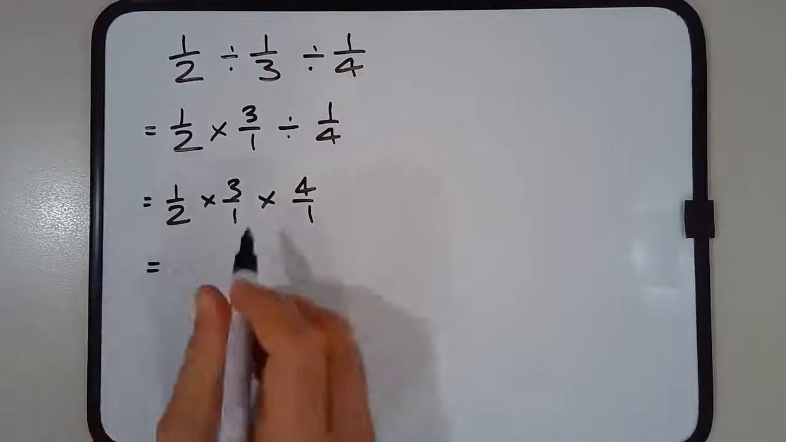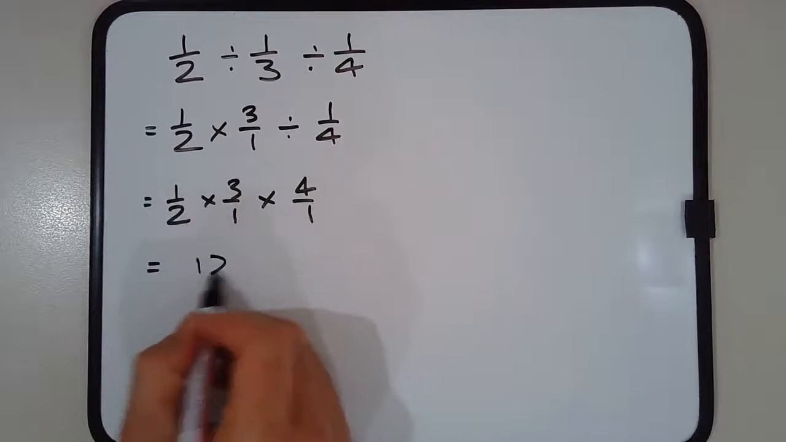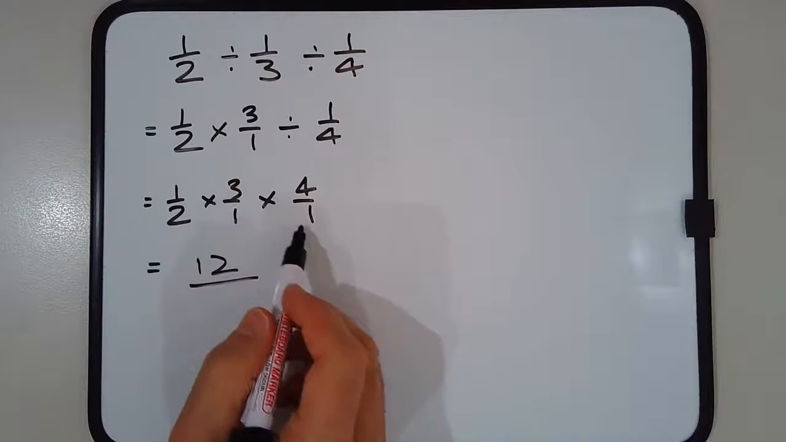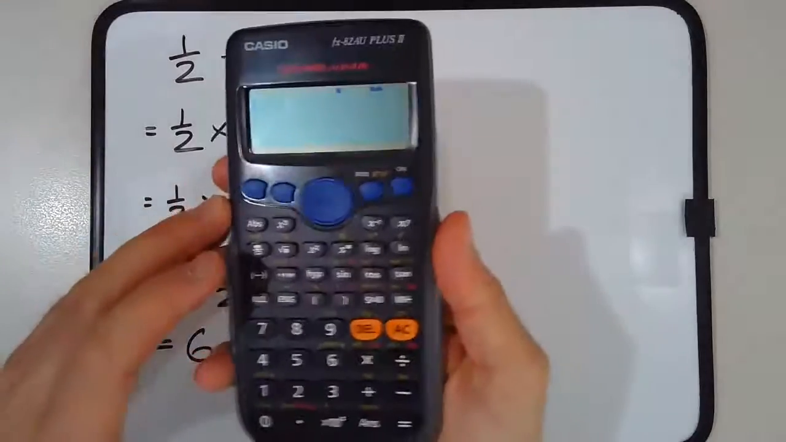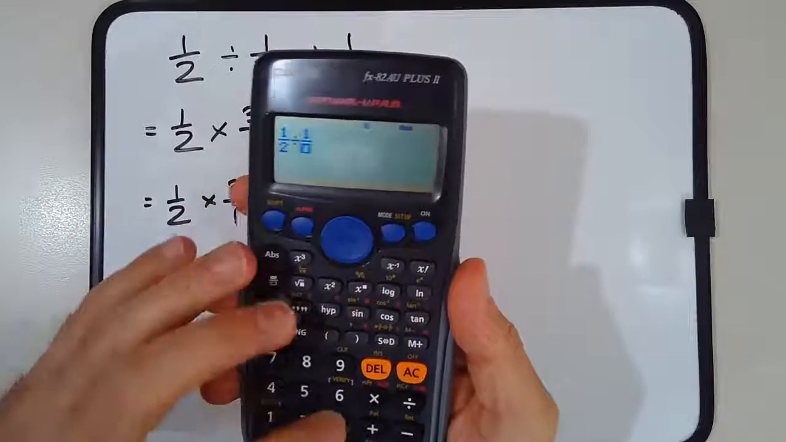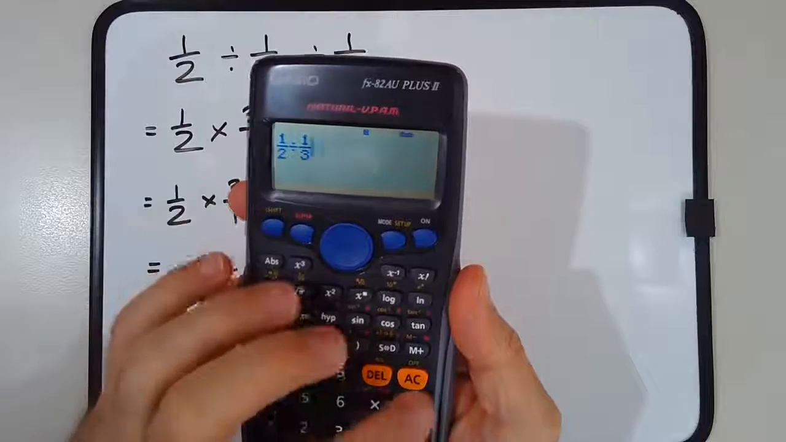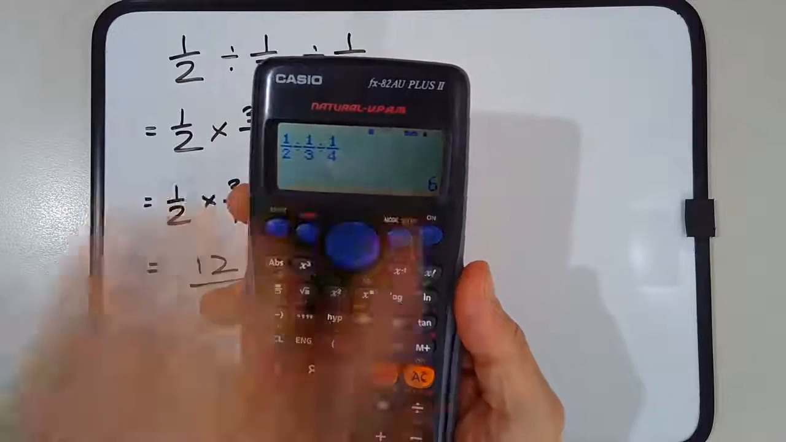Now we're going to multiply across. 1 times 3 times 4 is 12. 2 times 1 times 1 is 2. The answer is 6. Now if you don't believe me, let's try it. 1/2 divided by 1/3, divided by 1/4, and we get 6.